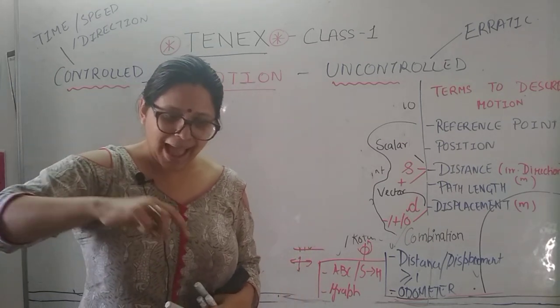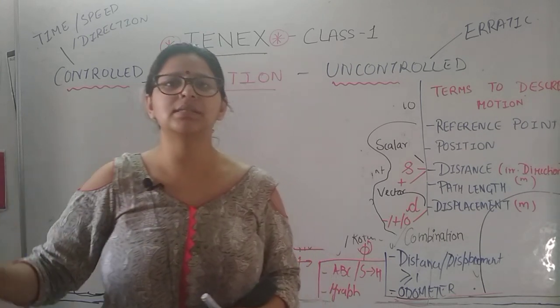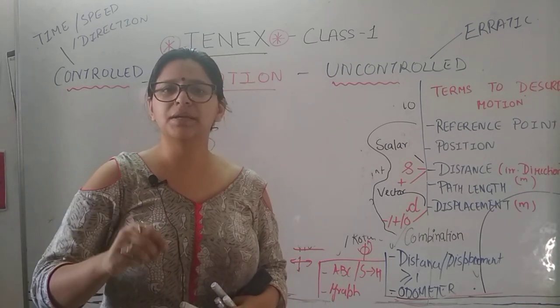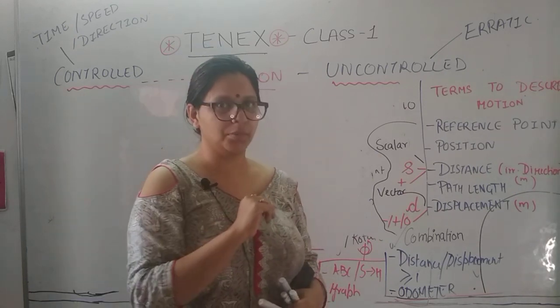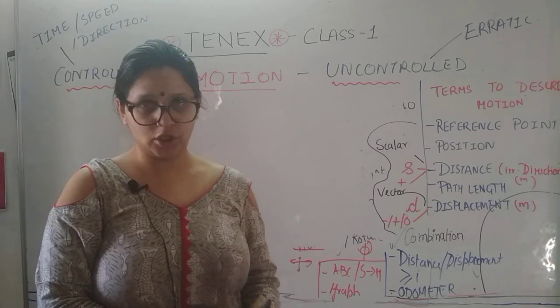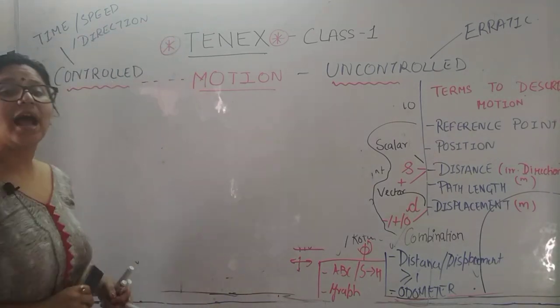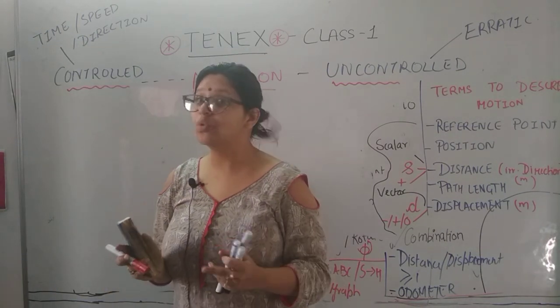That this ant will be traveling at the speed of 10 meter per second, or let's say at the speed of 5 meter per second. So I also know the speed of a phenomena. That is also when I can call it a controlled motion. Apart from that, I also know from which direction the motion is going to occur.